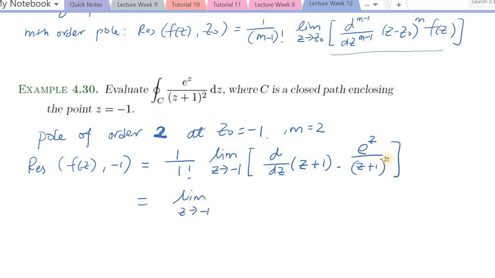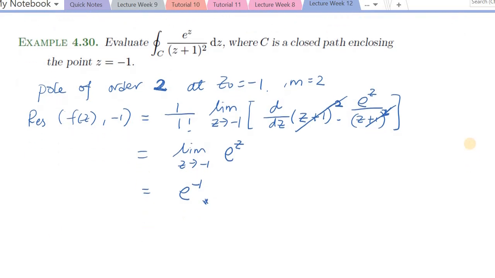This part here you cancel, and we don't mix up the m, so this is the power 2, and we cancel. What is left is only e to the z. You take the limit when z approaches negative 1, so you will get e to the negative 1. This is the residue, so we are finished. The integral around the closed path of e to the z over (z plus 1) squared dz is equal to 2 pi j times e to the negative 1, according to the residue theorem.